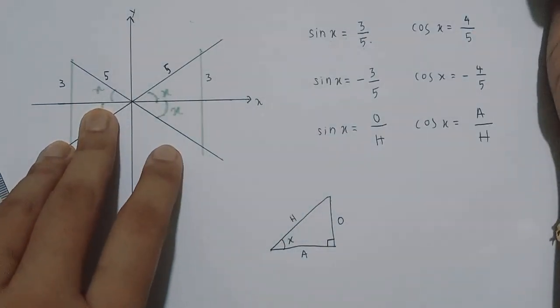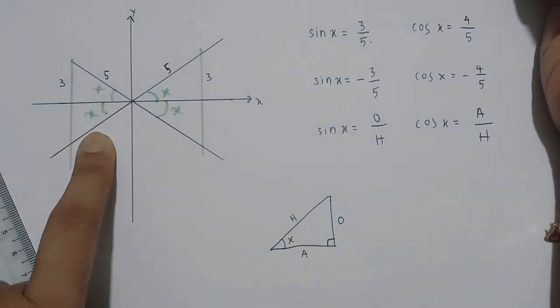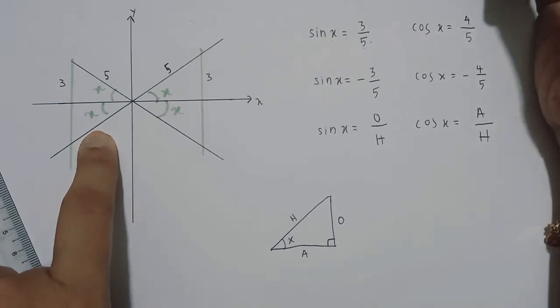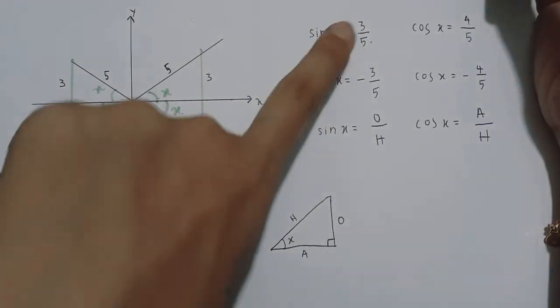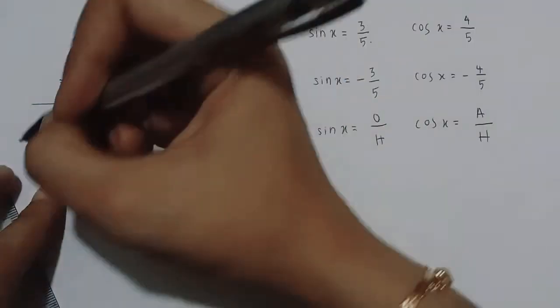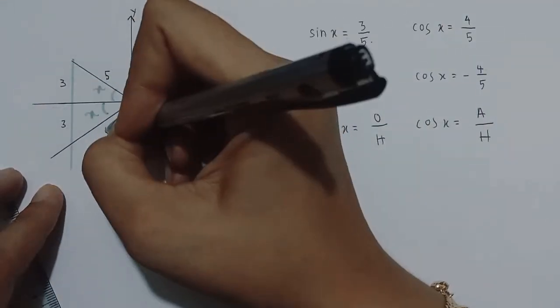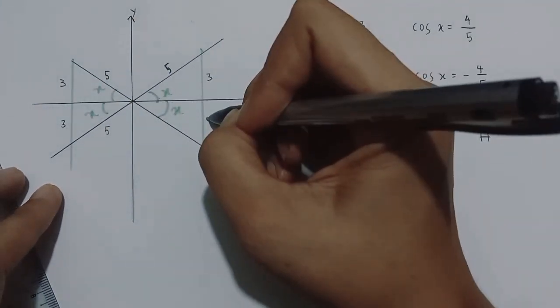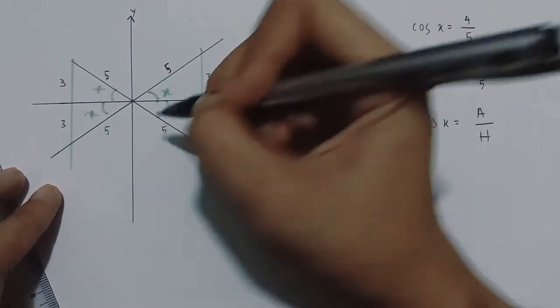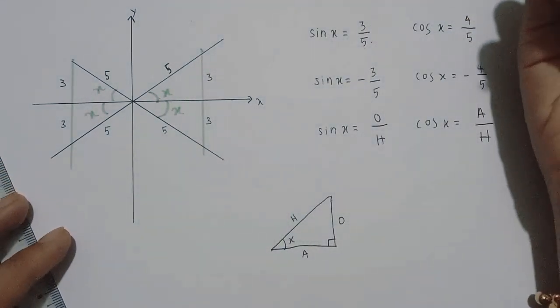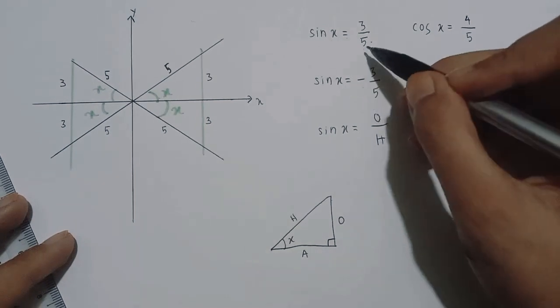Next we look at this one in the third quadrant. We look for x opposite 3 and hypotenuse 5. 3 and 5, and the same goes for this one, 3 and 5. But how do we know if it is negative or positive?